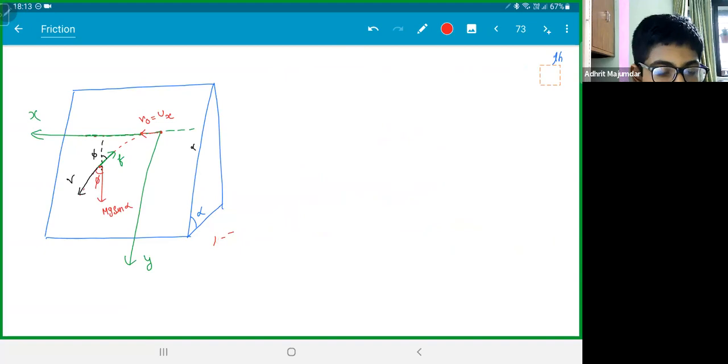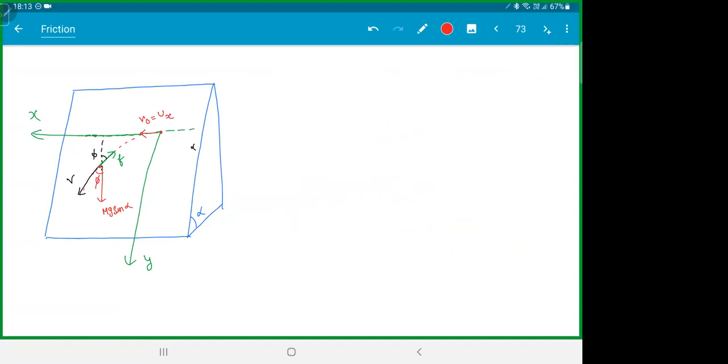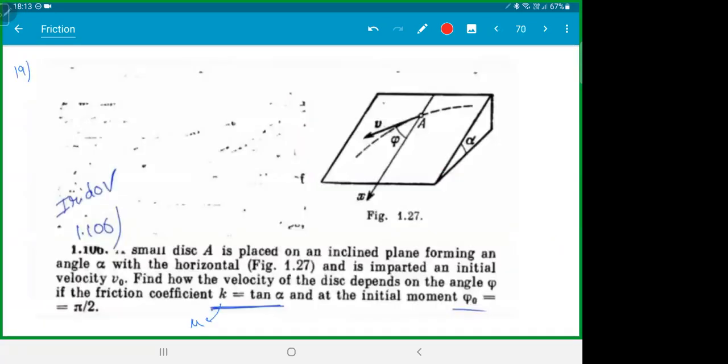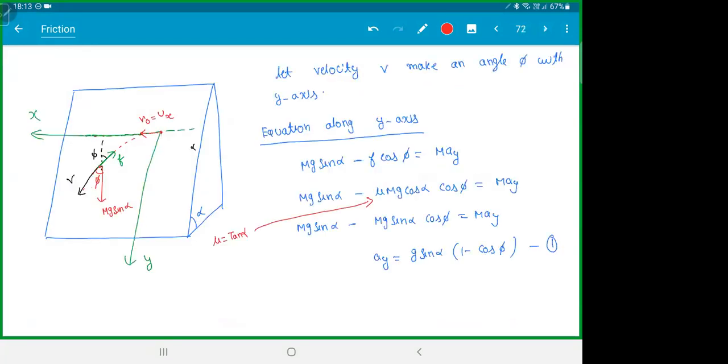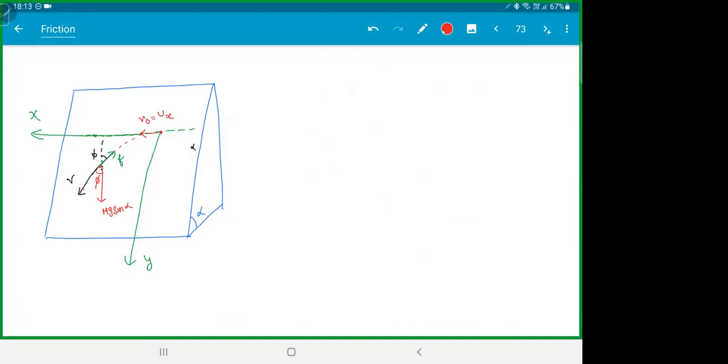Sir, can you explain how you got mu as tan alpha? That is given in the question. If you read it, you'll understand. Given, na, mu is equal to tan alpha. Yes. That means you didn't do this question in your Facebook letter. Mu is given, everyone, tan alpha.